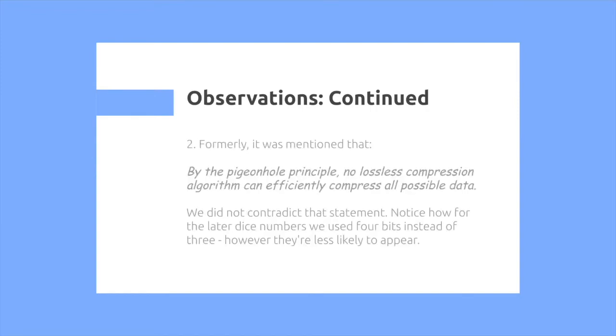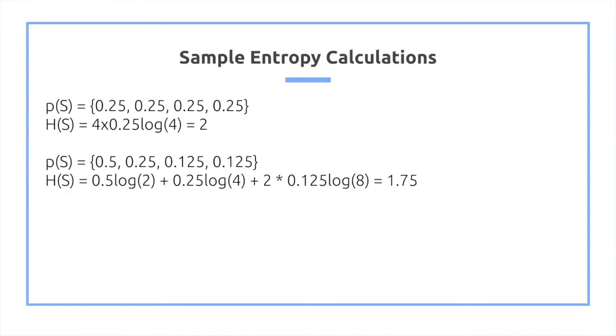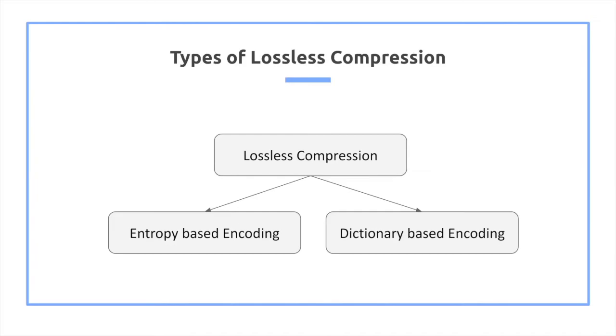Also, we mentioned that by the pigeonhole principle, no lossless compression algorithm can efficiently compress all possible data. So we actually didn't contradict this statement, even though our data will usually be more compact. Notice how for the later dice rolls, we used 4 bits instead of 3, but they're less likely to appear. So the goal of compression is to get as close to entropy as possible. Here are some examples of entropy calculations if you're interested.